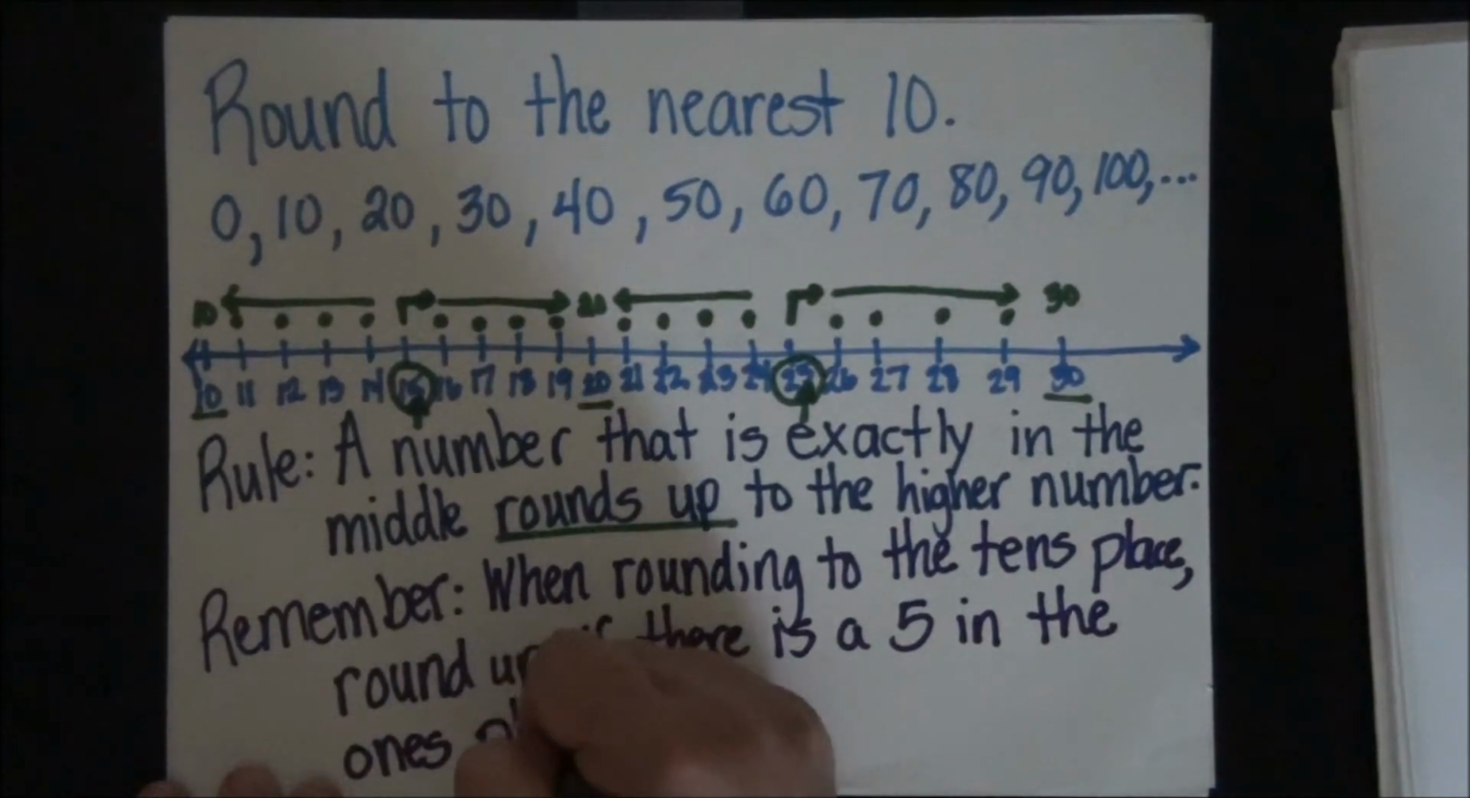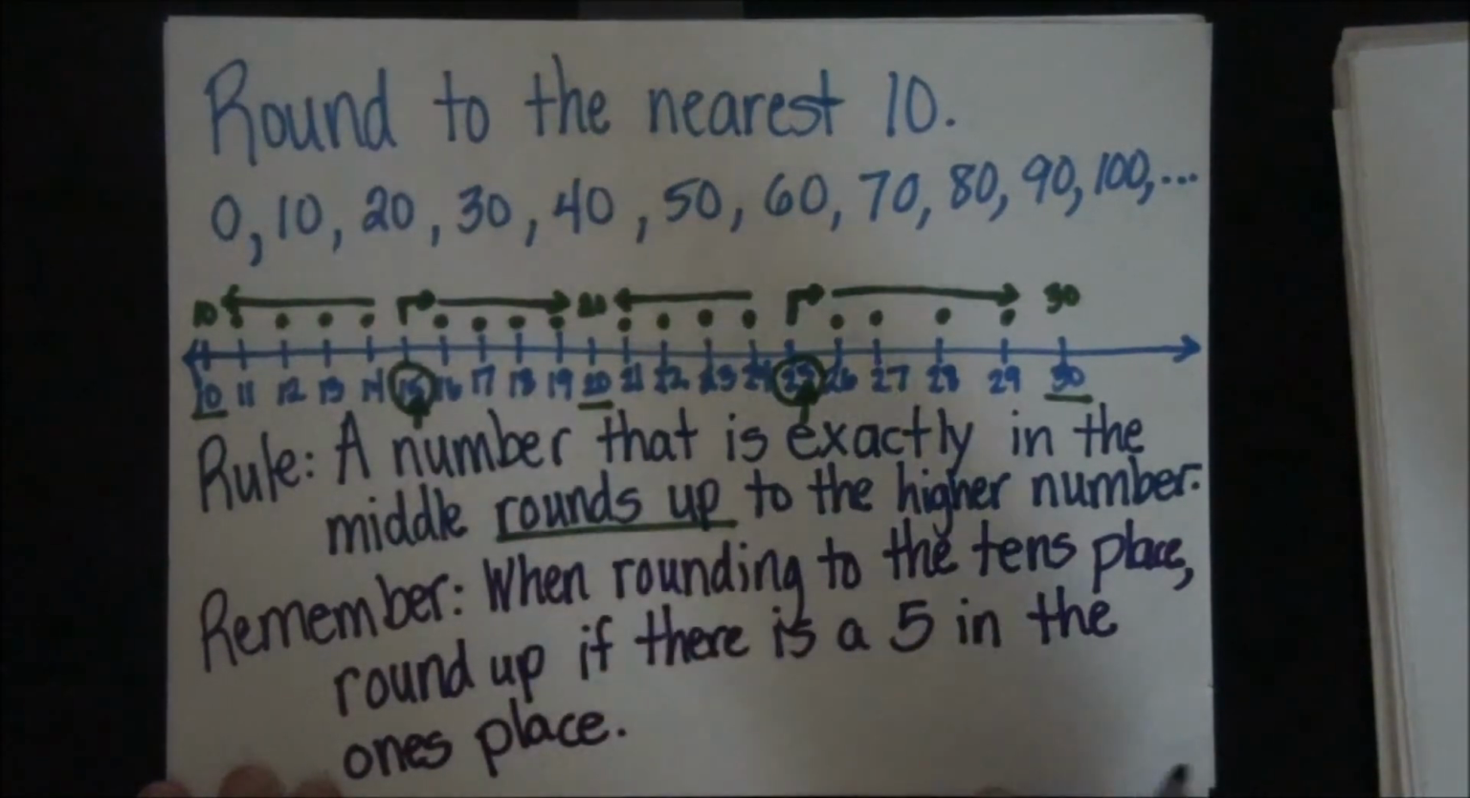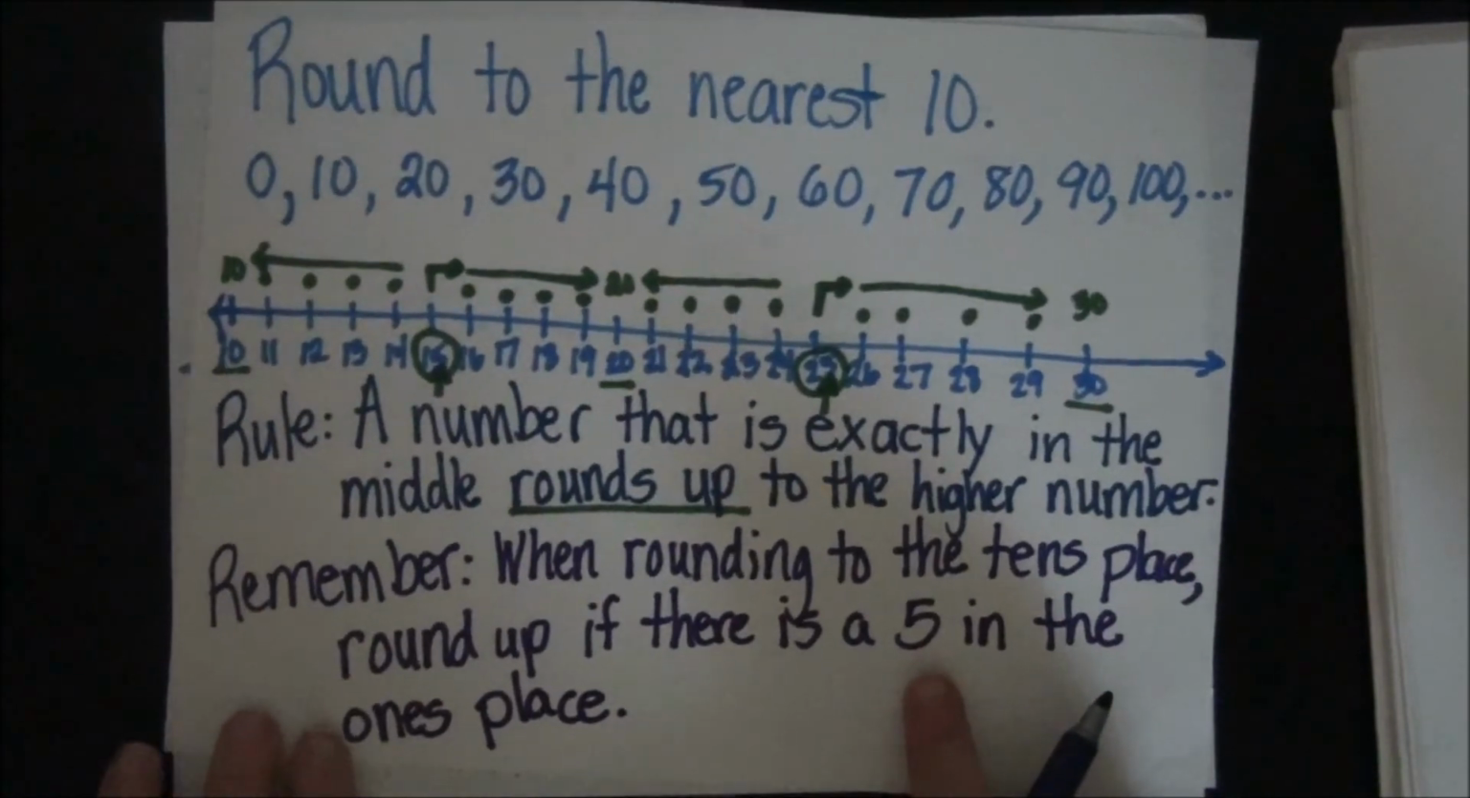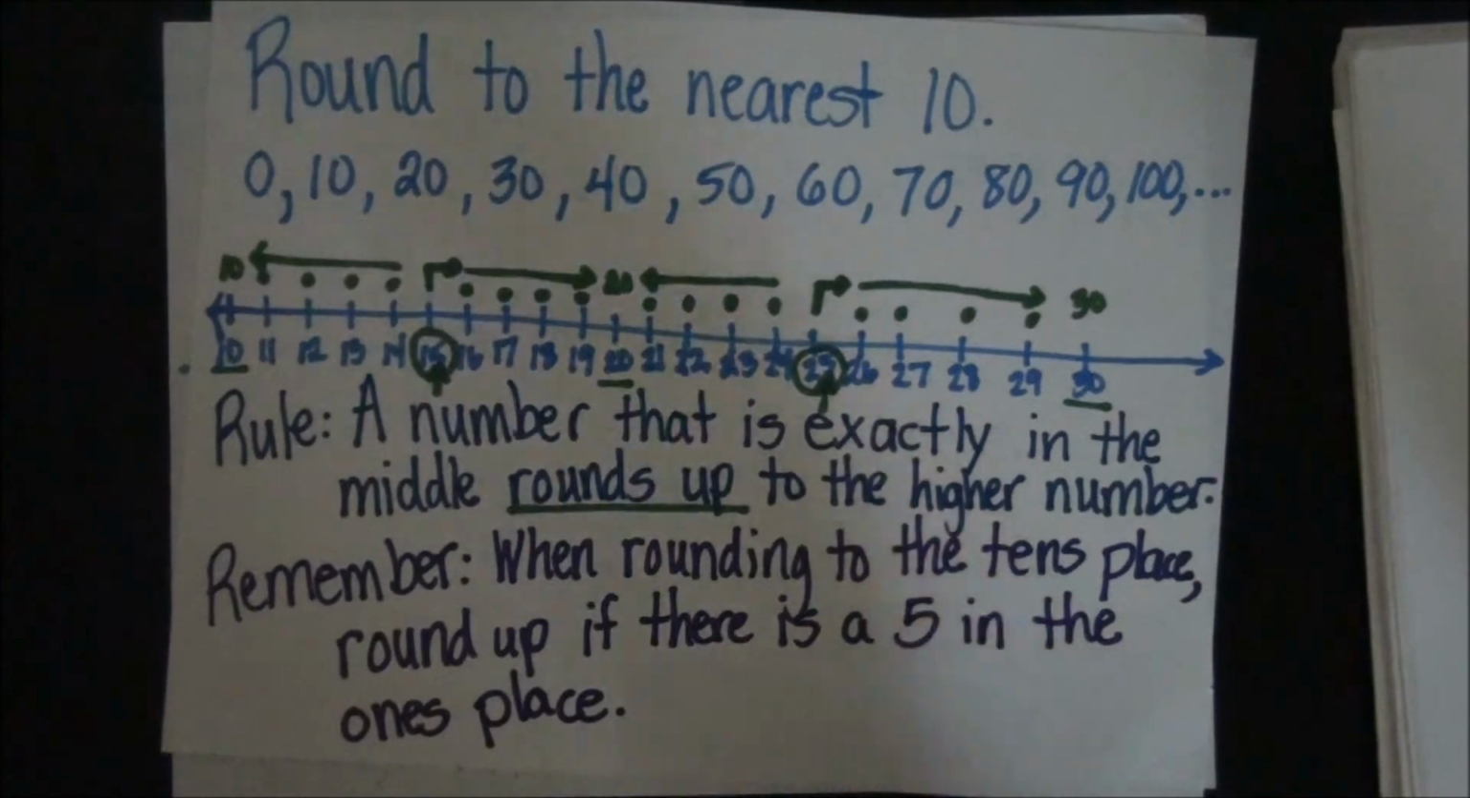Doesn't matter where else you have a 5. If there's a 5 in the ones place, you are going to round up. Okay, that's really important to remember. Okay, so now we're going to go on to rounding to the nearest 100.